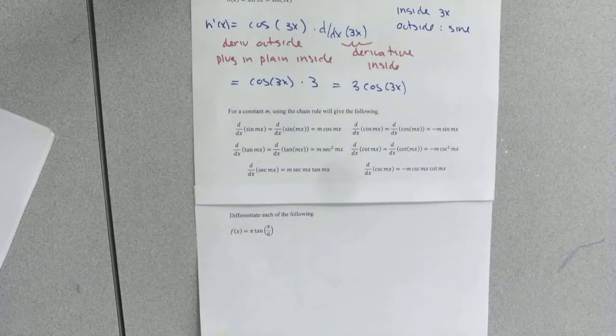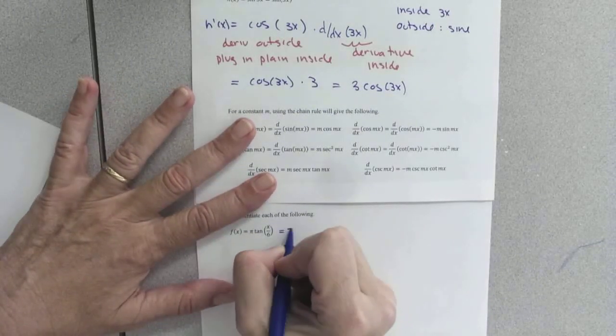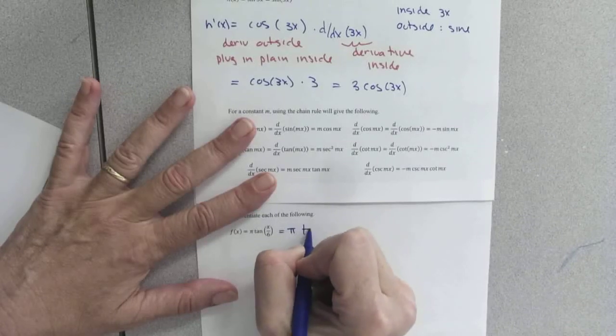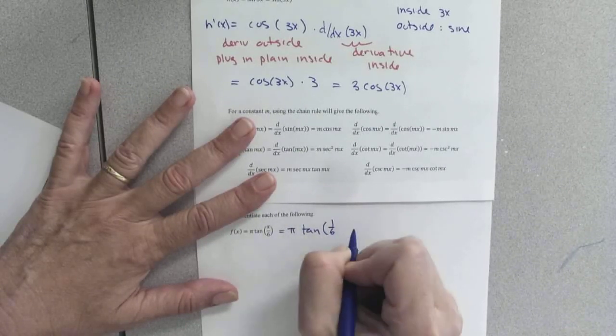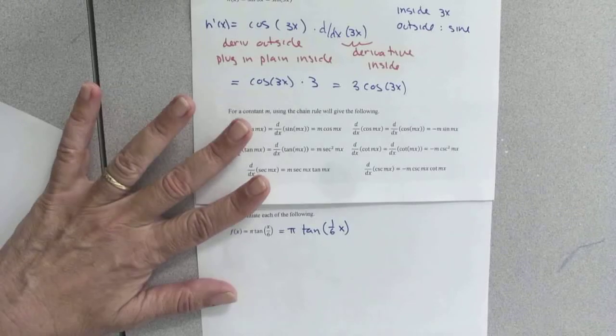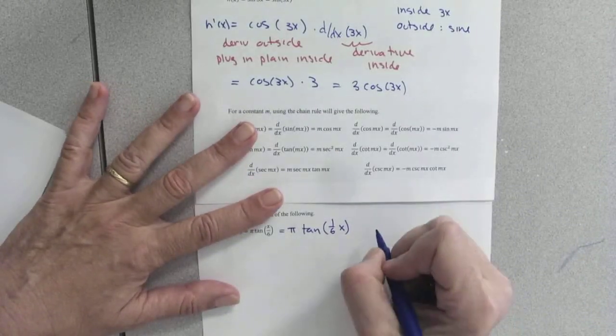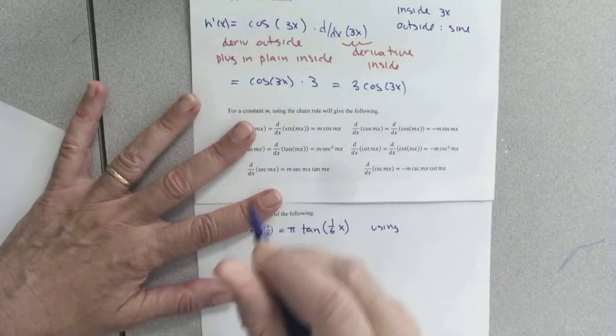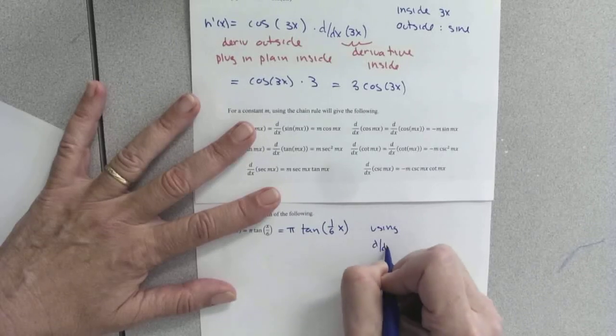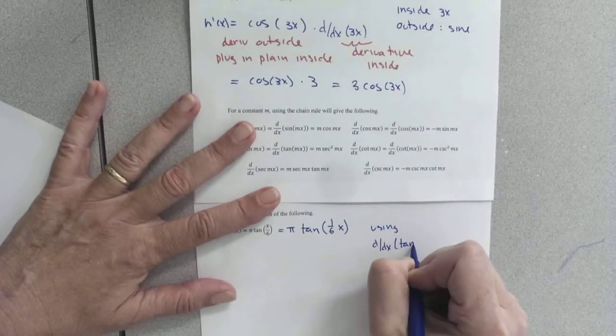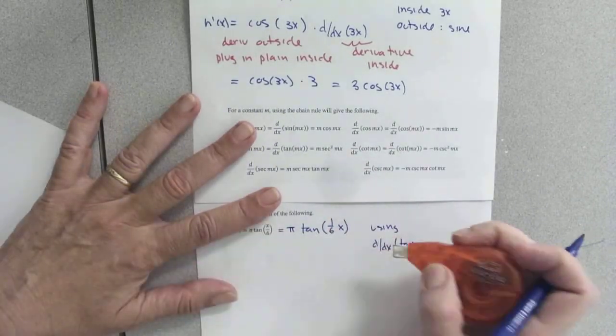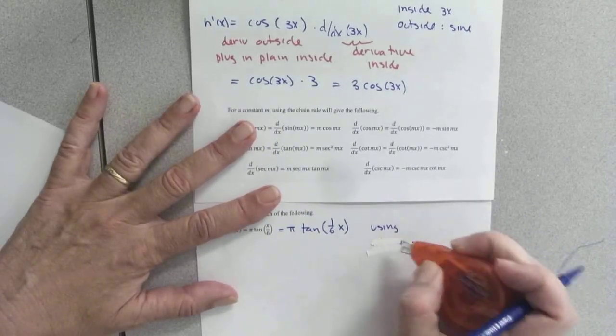Okay, next problem. You could do a chain. We're actually going to do this two ways. I'm going to do it twice. This is the same thing as pi times tangent of 1/6 x. And so then using what we have up there, that the derivative of tangent mx, let's see if I can write a little smaller.